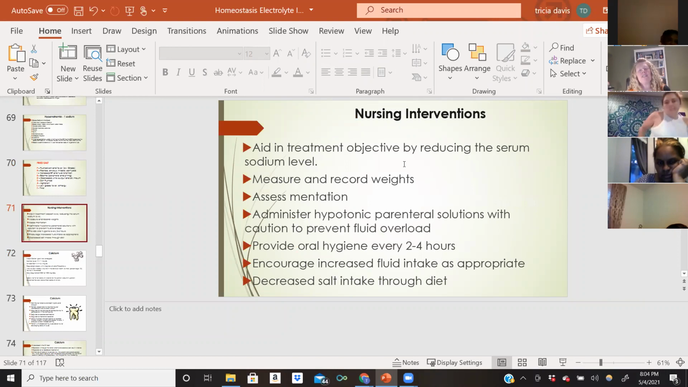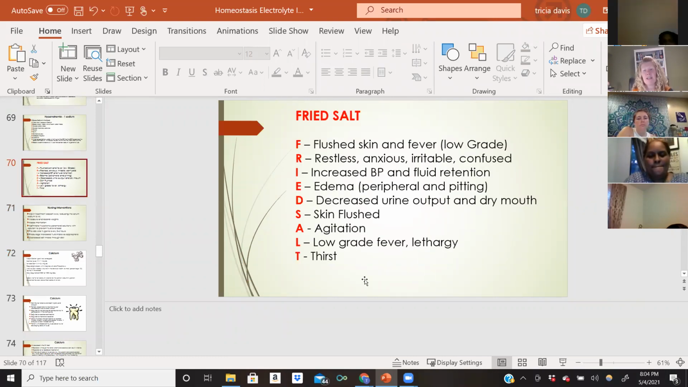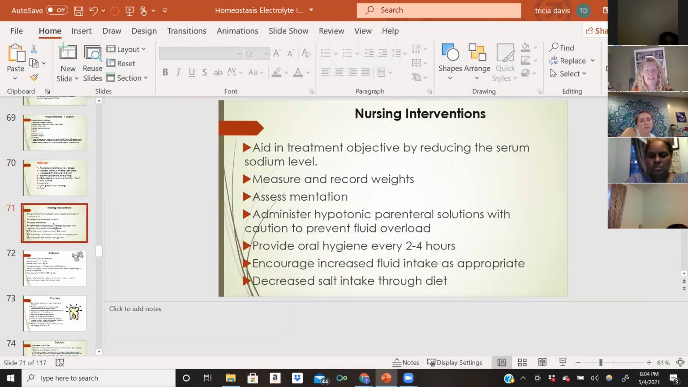So what are some nursing interventions that we want to do? Well, we want to aid in the treatment by reducing the serum sodium level. We want to bring that sodium level back to normal. We're going to measure and record weights every day. We're going to assess their mentation, right? Because back here we said that they can be lethargic, agitated, and confused. So we're going to watch that mentation and orient them to their environment, right?